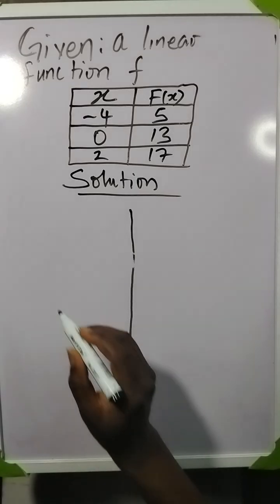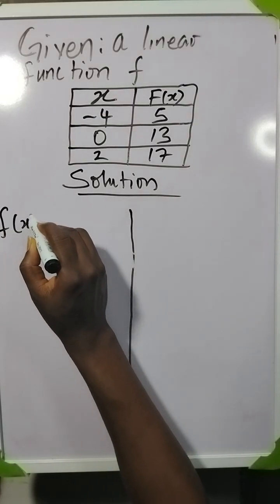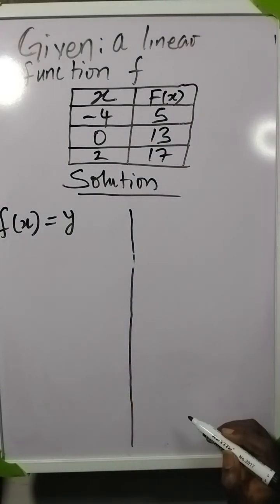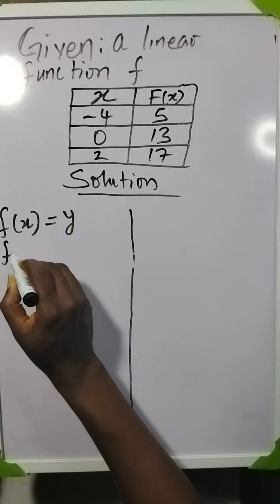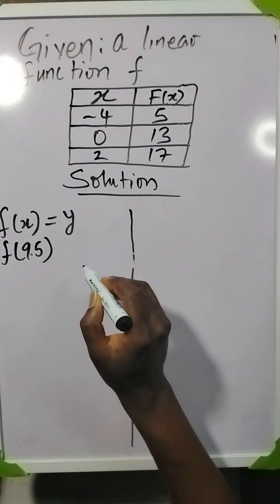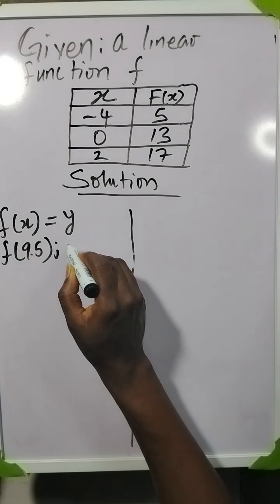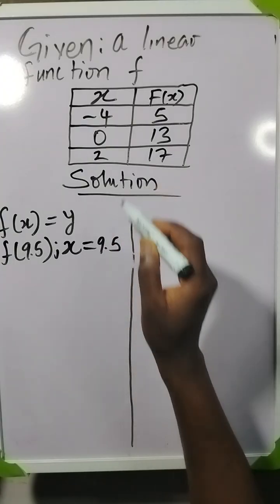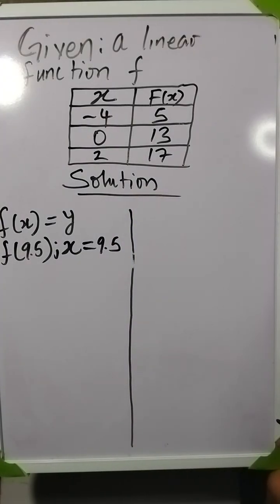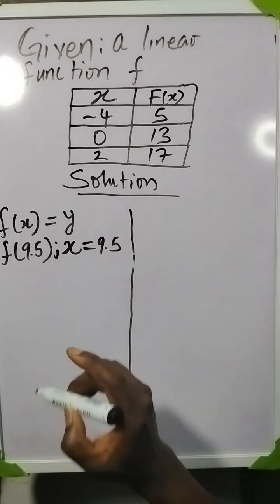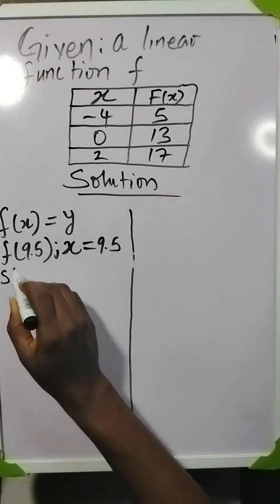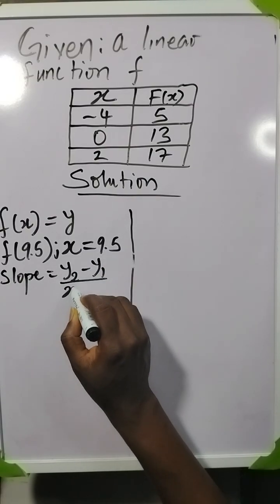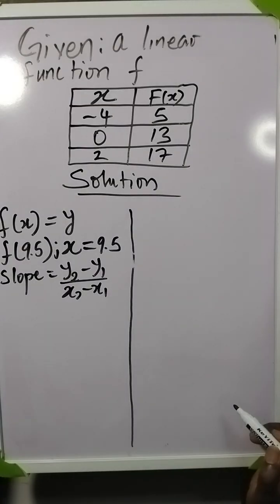And also, this f of x is the same thing as y, if you're plotting it on a Cartesian plane. So the value we're required to find, which is f of 9.5, is actually the value of y, or the function, when x is equal to 9.5. Of course, you can't find it from the graph, so you really need to do a little solving to get your answer. First of all, we'll find the slope, because the slope is the same for this function. The slope is given by y2 minus y1 all over x2 minus x1.